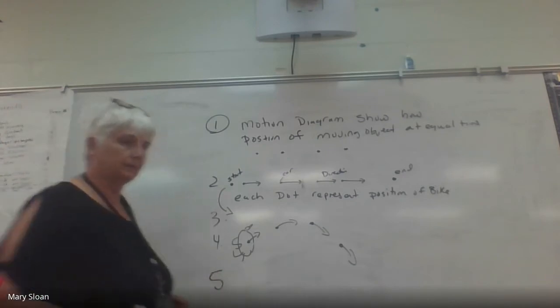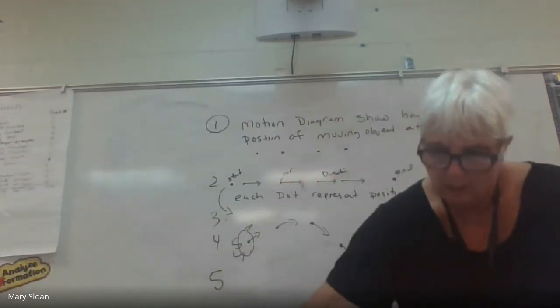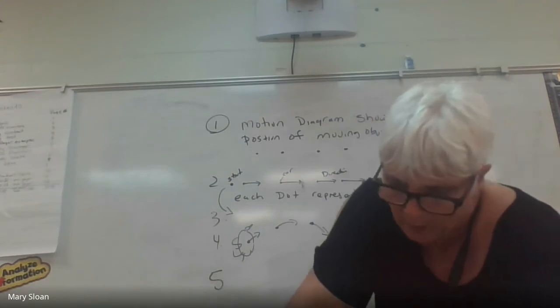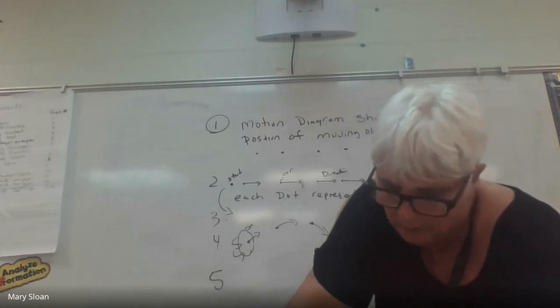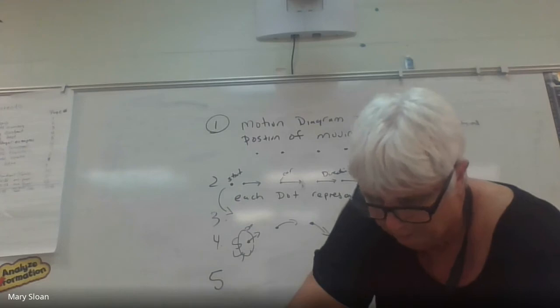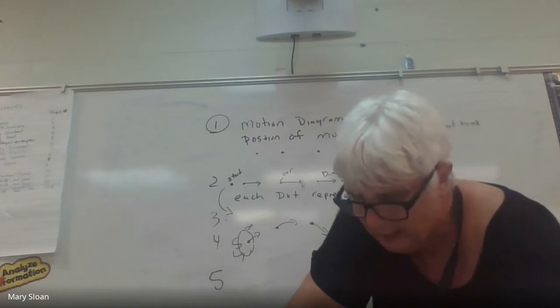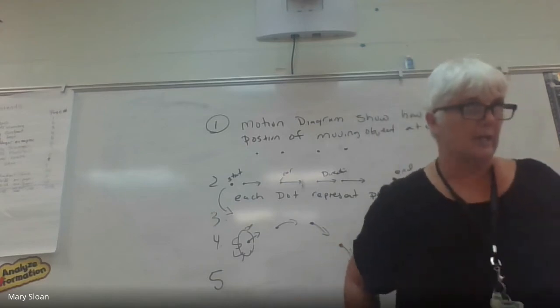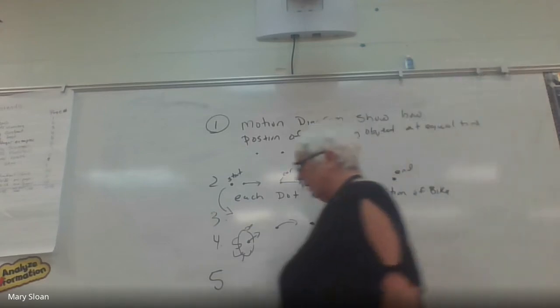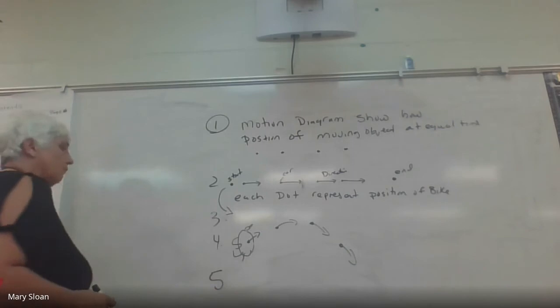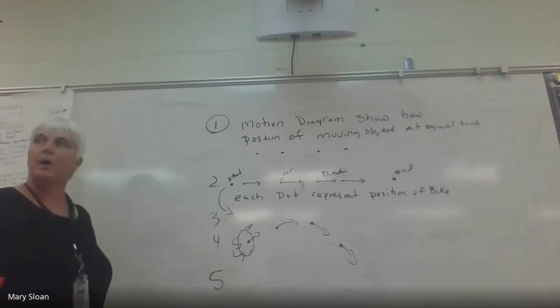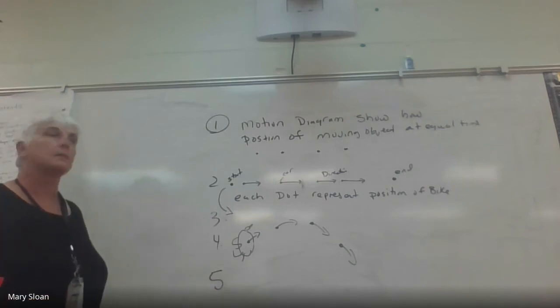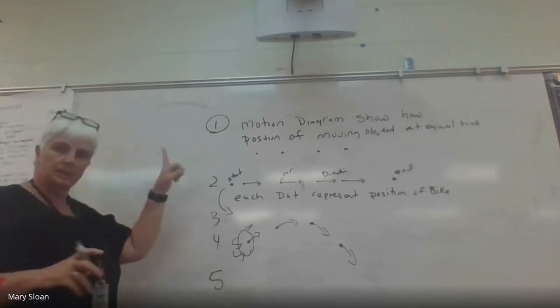Number 5 says, draw a particle motion map diagramming 2 runners during a race in which the first crosses the finish line and the other is 3/4 of the way to the finish line. So, did they both start at the same place? Yes. Can I erase the top so you can see?